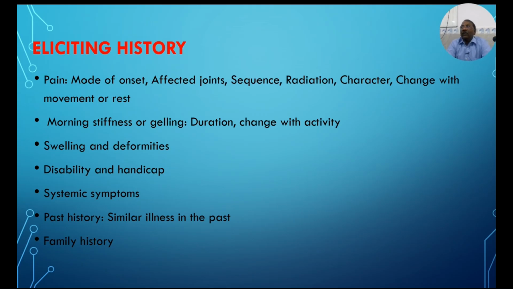So what is the history you are going to elicit? The pain. It's a very, very common rheumatological complaint. What is the mode of onset? What are the affected joints? What is the sequence of these pains? Is it migratory arthritis or only a single pair? What is the radiation of these pains? Character of the pain, change with the movements, or change with rest. That means rest pains are there or not. So these are the very important questions to be asked as far as pain is concerned.